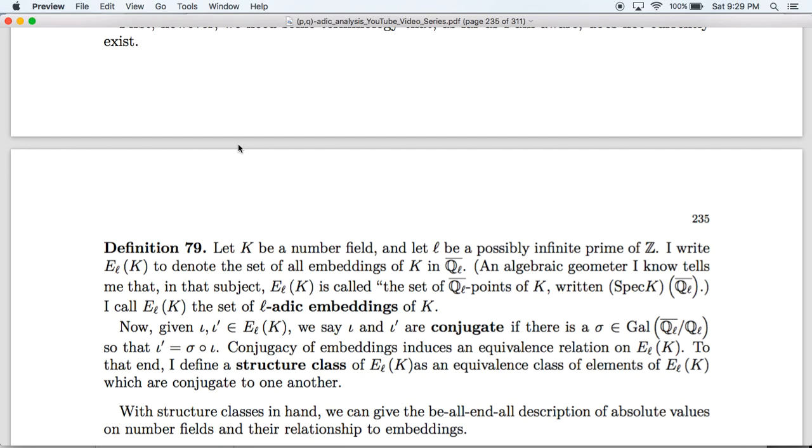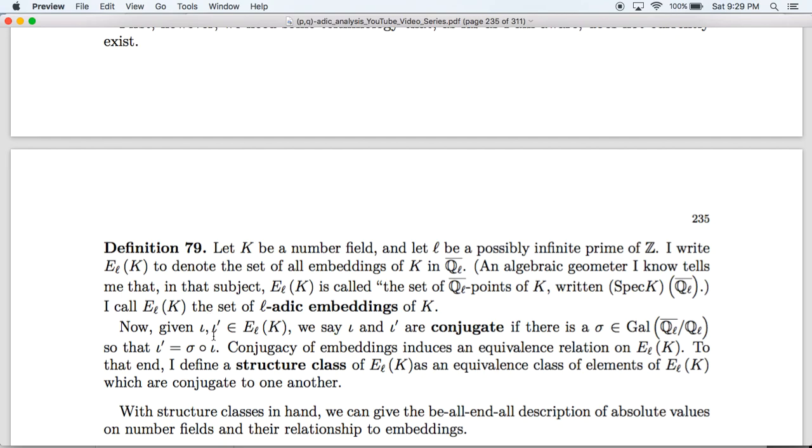An algebraic geometer I know tells me that in that subject, E_L(K) is called the set of Q_L-bar valued points of K, and is written Spec K of Q_L-bar. I call E_L(K) the set of L-adic embeddings of K, or the L-adic embedding space of K.